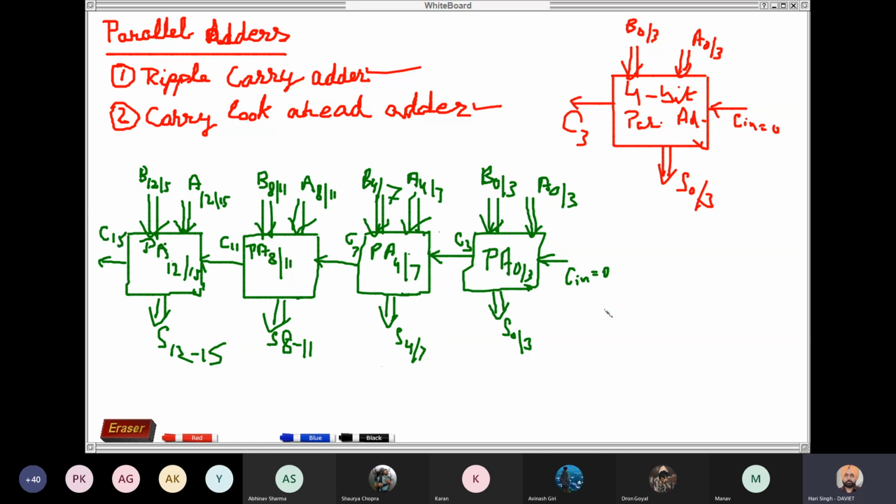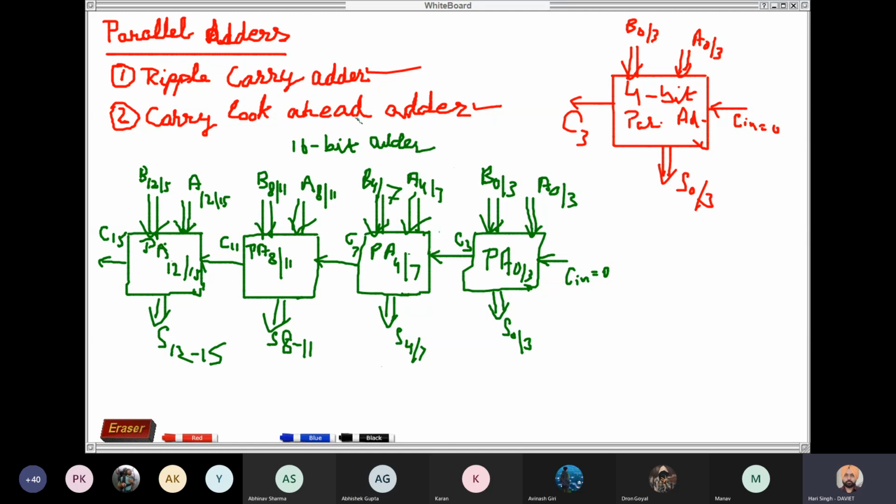Okay. Yes, students, how many total full adders are being used in this circuit? This is a 16-bit ripple carry adder. Yes, sir. How many full adders are being used in this case? 16. 16 full adders are used.